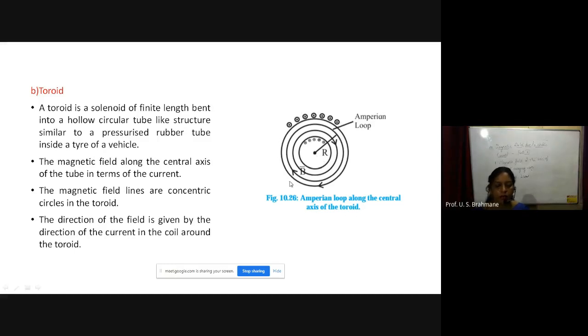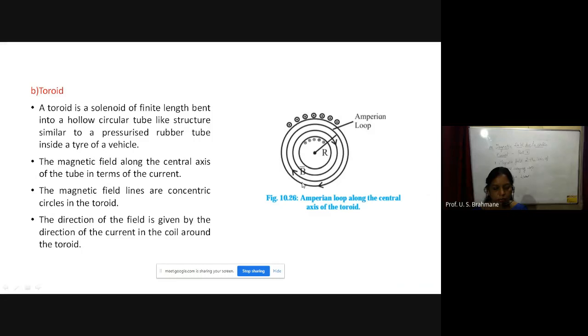So if you just take the solenoid and bend it in such a way that it becomes this shape, it is as good as the tire of a vehicle, or you can say the rubber tube of a vehicle. Okay, and we'll see the magnetic field along the axis of the tube in terms of the current. This magnetic field consists of concentric circles, you can see there are concentric circles here, and the direction of the field is given by the direction of the current in the coil around the toroid. So the direction of the field is along the direction of the current.